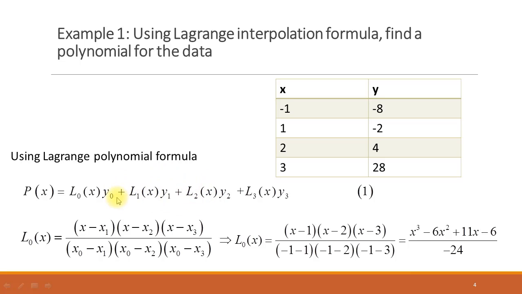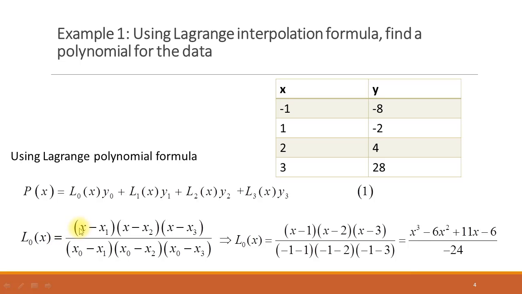But L0, L1, L2 and L3 are unknown. So in the next step we are going to find L0, L1, L2 and L3. This is the value of y0, this is the value of y1, this is y2 and this is y3, but we do not have L0, L1, L2 and L3. So first of all, let us find L0 by this formula.